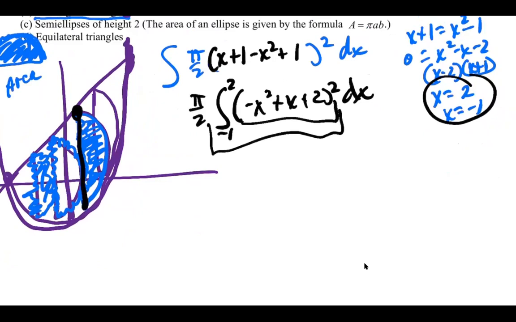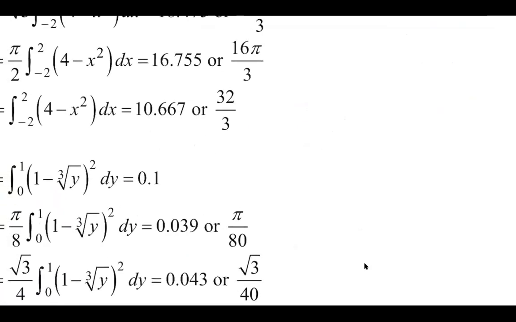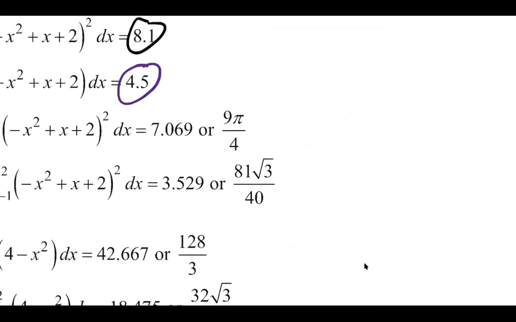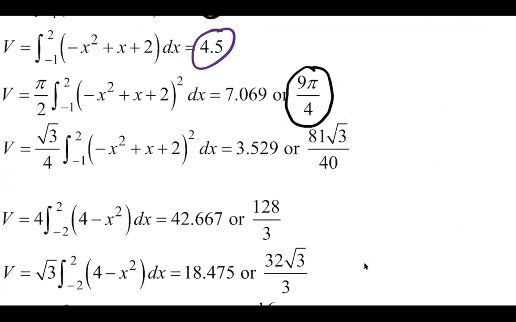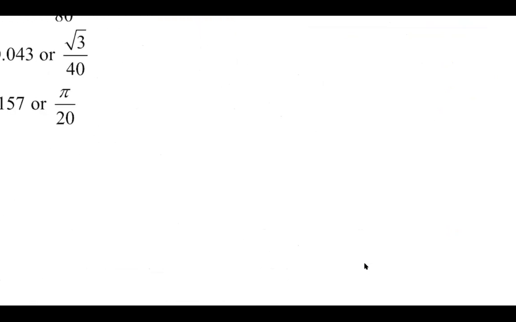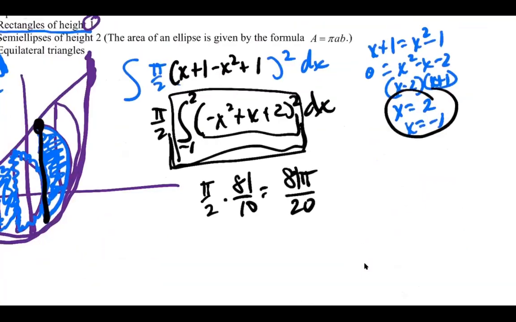Let's check that out. Remember this whole entire thing for the square, which is what that would have been. We ended up getting 81 over 10. And now I'll multiply by pi over 2. So I get 81 pi over 20. Let's see what we got up here. Why am I getting 9 pi over 4? Because that doesn't reduce. Didn't we get 81 over 10?